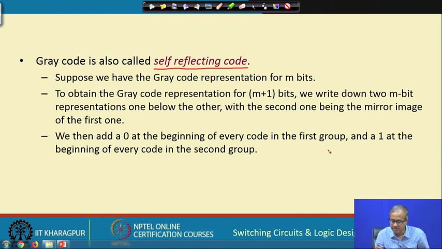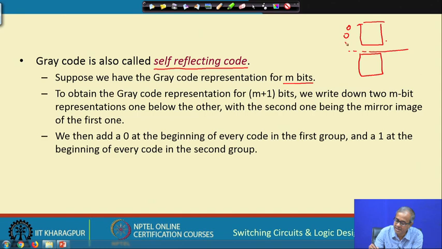The idea is very simple. Suppose I have an m bit gray code representation already available with me. So I am showing it as a box. Let us say this is my m bit representation. What I do, I write down that m bit representation again, not directly, but as a mirror image. The last number goes first, the first number goes last. That is called self-reflecting, as if it is reflecting. And in the first segment, I am adding a bit 0 in the beginning, and in the second segment, I am adding the bit 1 in the beginning. So, I get the gray code for m plus 1 bits. This is the basic idea.